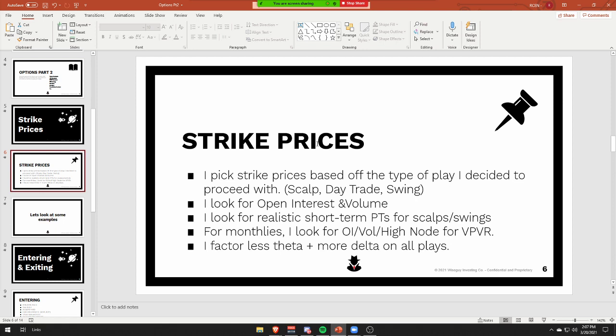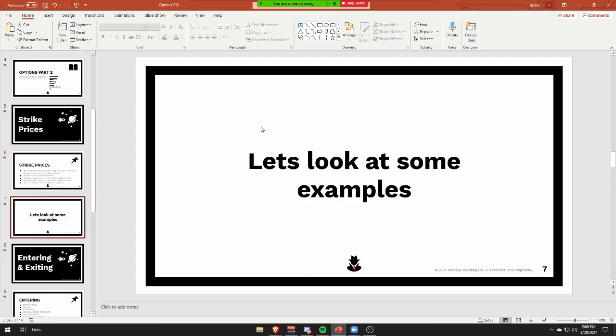And then when I view the contracts, I'm looking for open interest and volume. So anything that everyone is technically buying, that's also considered following the trend inside contracts when you're looking at them. Anything for short term, I look for realistic PTs for scalps and swings. And then for monthlies, I look for open interest, volume, the high nodes on VPVR, if you guys remember that. And then I factor less theta plus more delta on all of my plays. So we'll go over some examples here.